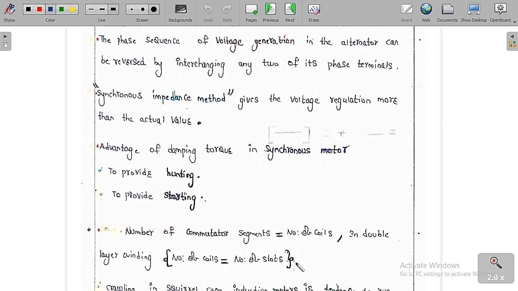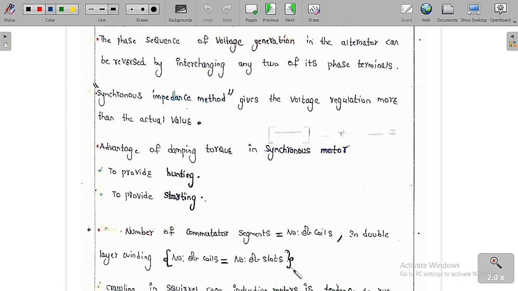I have already told you that in a double layer winding we have to keep 2 coil sides in one slot. So 60 coil sides can be kept in 30 slots. You can see clearly there are 30 coils and 30 slots, so the number of coils is equal to the number of slots in a double layer winding.